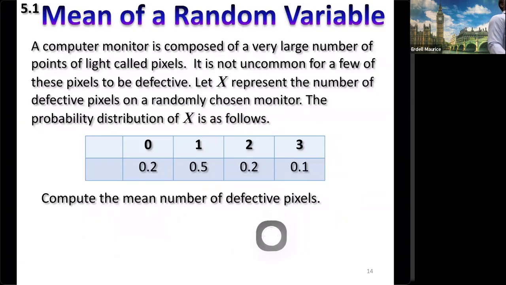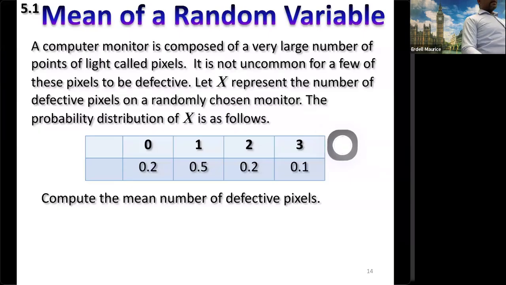So the question is, can you compute the mean number, or the average number, of defective pixels? The first thing I want you to note is it's not just going to be the average of 0, 1, 2, and 3. The average of those is 0 plus 1 plus 2 plus 3, which is 6, divided by 4, which is 1.5. The average is not going to be 1.5 because 1 is a lot more likely to happen. If, for example, you had an 80% chance of 0 pixels being out, the average would not be 1.5. That's why we're not just adding these 4 numbers up and dividing by 4.